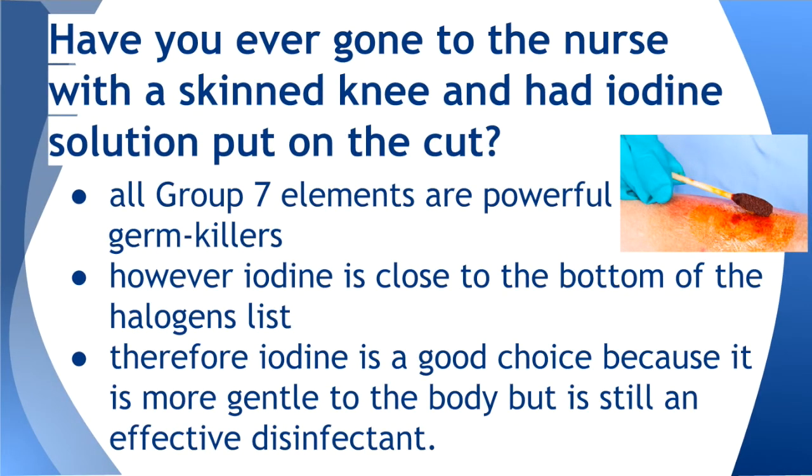Okay. Remember the question about the iodine solution for cuts at the beginning of this video? I hope you thought a little bit about the answer because I will now explain why. Well, all group 7 elements are powerful germ killers, but higher halogens, such as chlorine, can be very dangerous to the human body. Iodine is a halogen close to the bottom of the list, so it is more gentle to the human body but still an effective disinfectant.